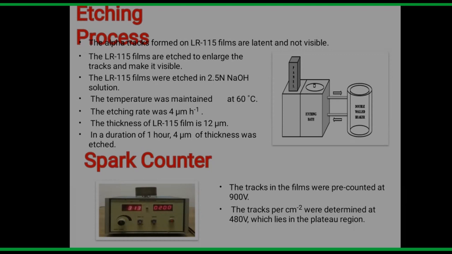The thickness was etched. The track film is pre-sparked at 900 volts, and the tracks per square centimeter are determined with 480 volts fixed, which is in the plateau region.